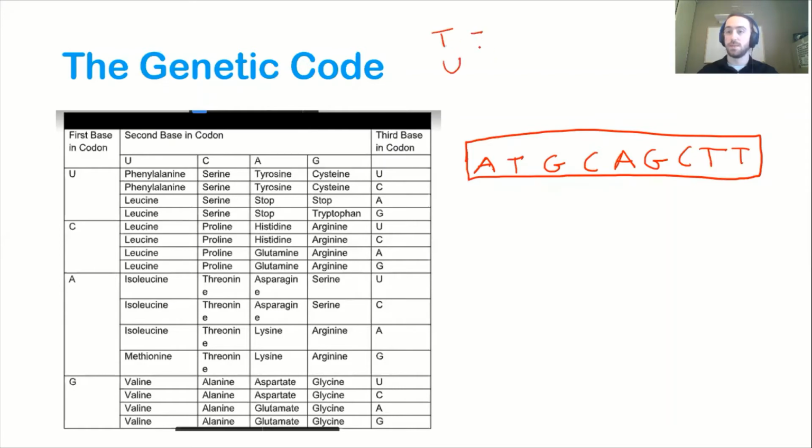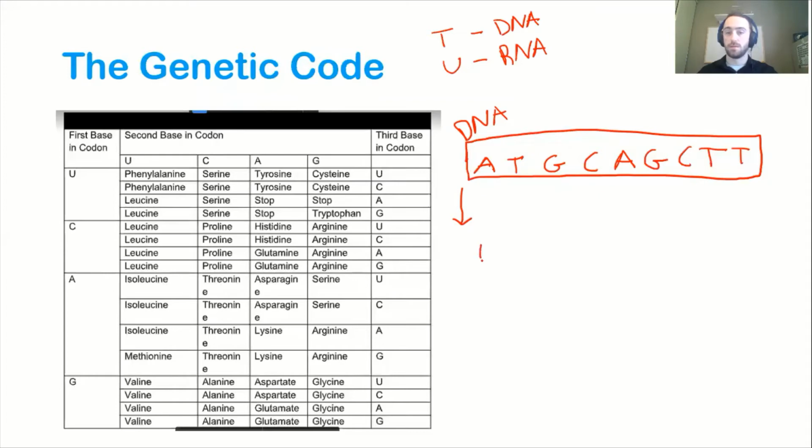T base pairs is for DNA, and U is for RNA. So here, clearly we have T. So this is our DNA molecule. Now DNA does not form proteins, DNA forms RNA. So let's write the corresponding mRNA strand down.